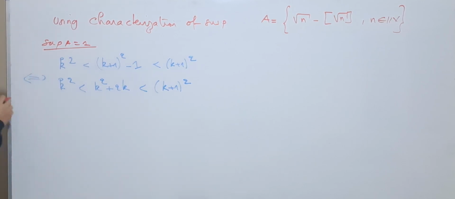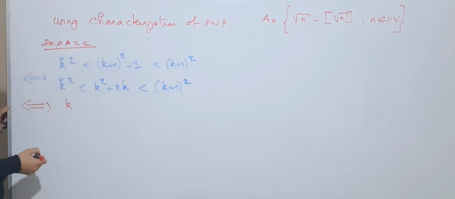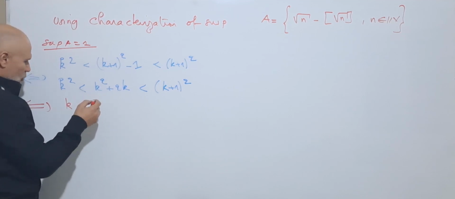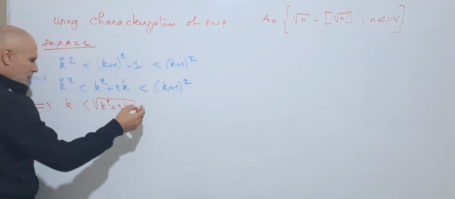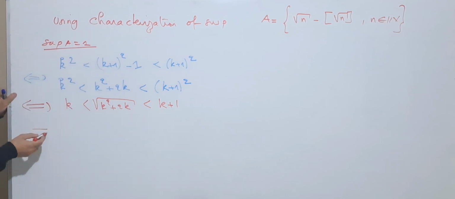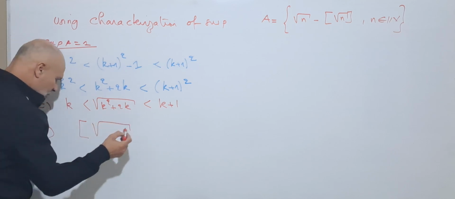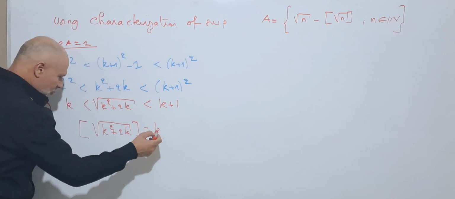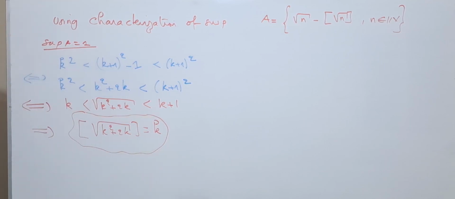If we take the square root, from this side we get k, and from this side we get what? We get the square root of k squared plus 2k. From this side we get k plus 1. Then we can deduce that the integer part of the square root of k squared plus 2k is equal to k. This is the trick of this exercise.